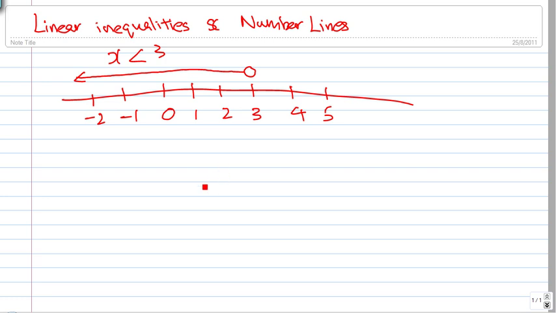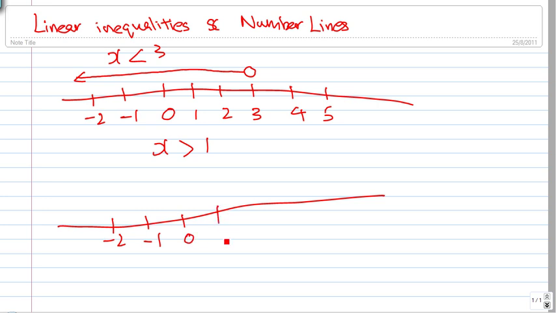Now, another example, let's say we have x greater than 1. How do we represent this on a number line? So this is -2, -1, 0, 1, 2, 3, 4. Once again we put a circle, and this extends towards the right. That means it goes on infinitely.